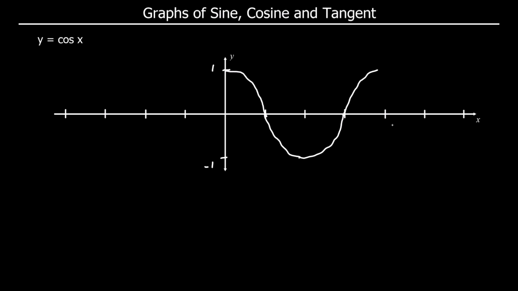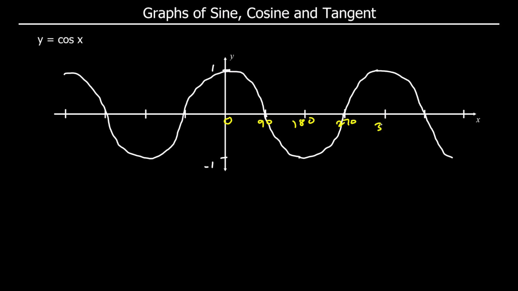And again, this 360 degrees repeats over and over again. So we'll just keep going with the same graph. And again, this is 0, 90, 180, 270, 360, 450, 540, and backwards, -90, -180, -270, and -360. So that is the cosine graph.